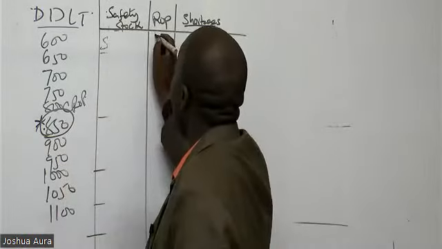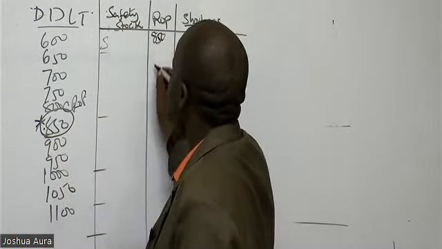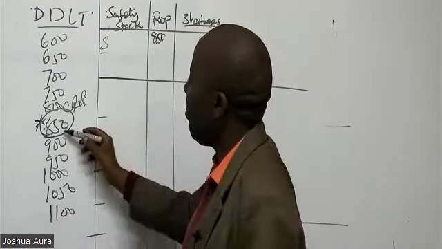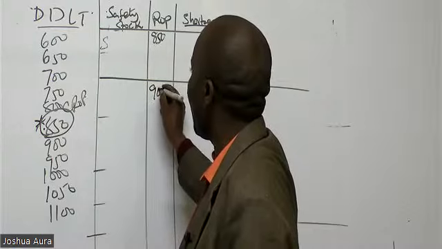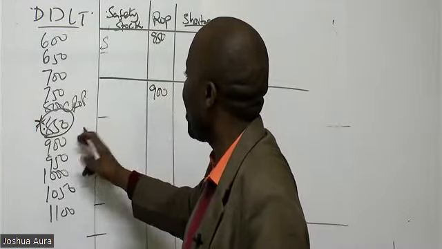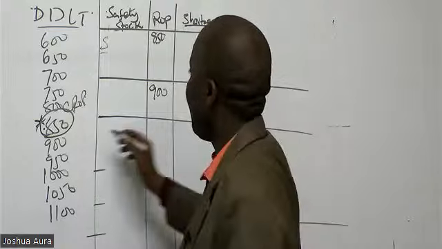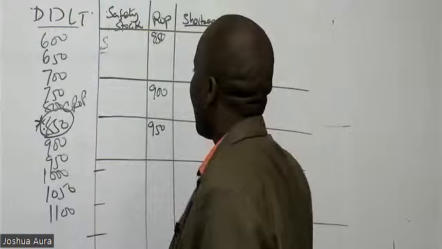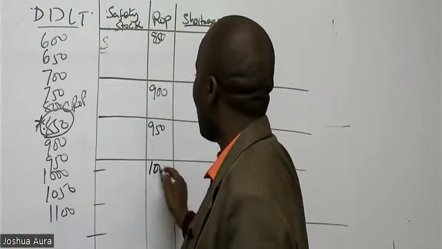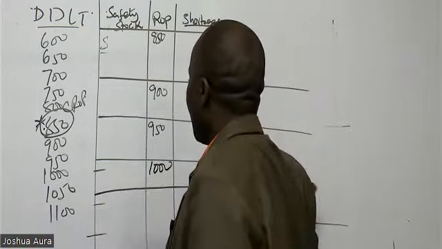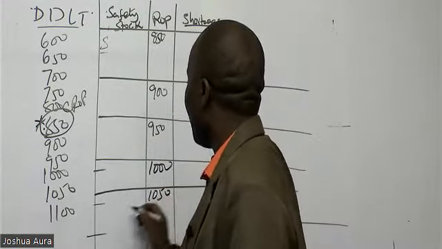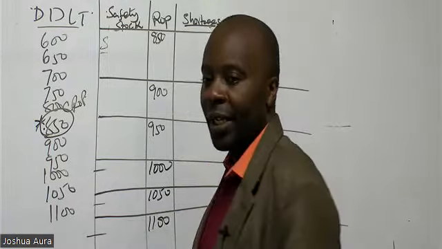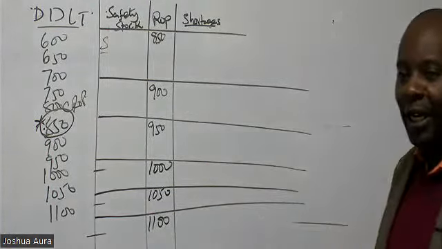The first row is 850. I'll leave enough space there. And then I come and pick the second one here, which is 900. I leave some space there. Then I pick the third one, which is 950. Leave again some space, right? So we have 1,000, with some space there. We have 1050, with some space there. And then now we have 1,100. I hope now they're able to see all my numbers.